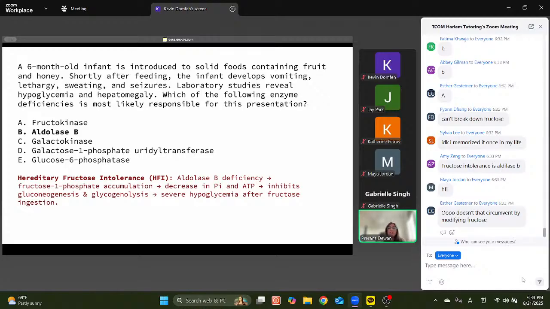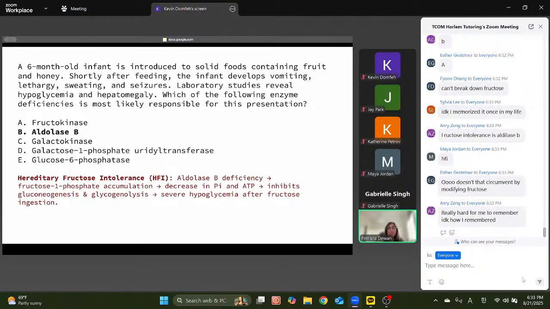Because of that deficiency in aldolase B, you're having an accumulation of your fructose 1-phosphate, and because of that, you have a decrease in phosphate, and you're also going to have a decrease in ATP, and as a result of that, you won't be able to go through gluconeogenesis and glycogenolysis, and because of that, you would present with severe hypoglycemia after the fructose ingestion.